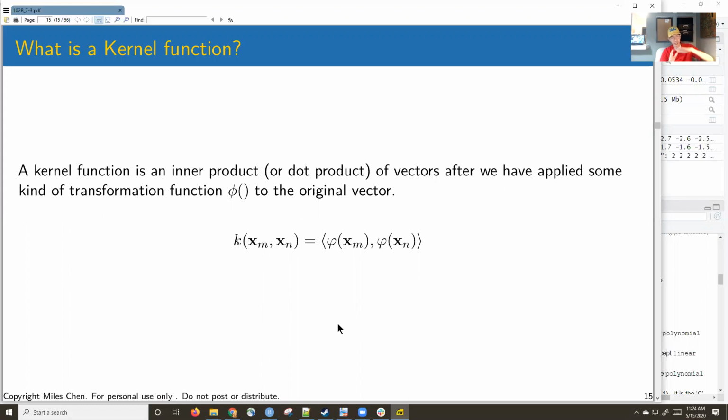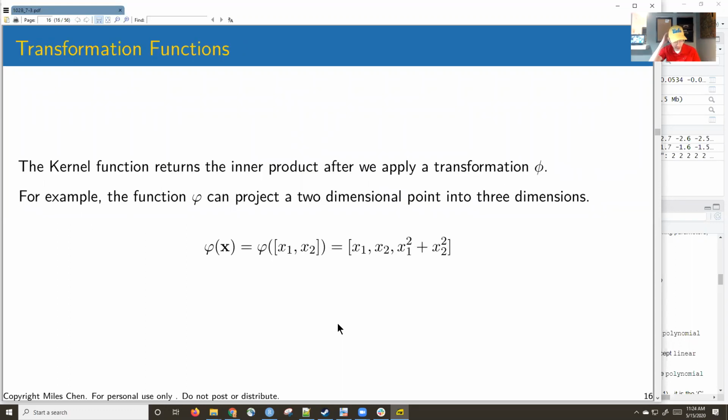We project the data into higher dimensions, and then we take the inner product there. Okay. So I think this will make more sense if we do an example here. Here's my transformation function phi. Phi is going to project from x1, x2. We have a vector in 2D, and we're going to project it into 3D.